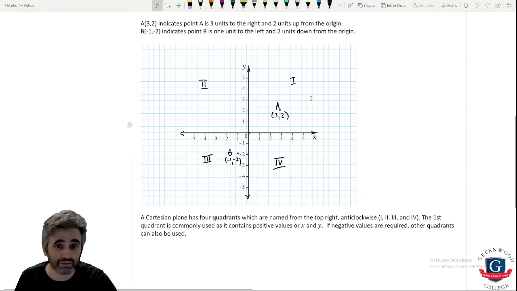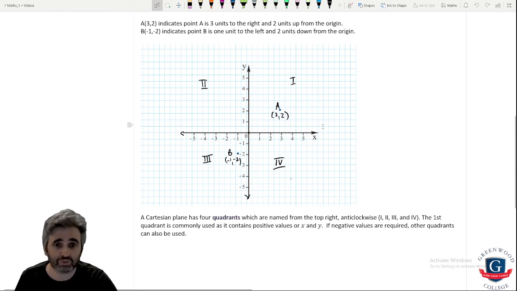If we were going to name the 4 quadrants on a Cartesian plane, this is the first one where we have all positive values. The second one is where the y values are positive and the x values are negative. The third quadrant is where both are negative, and the fourth quadrant would be where the x values are positive and the y values are negative.